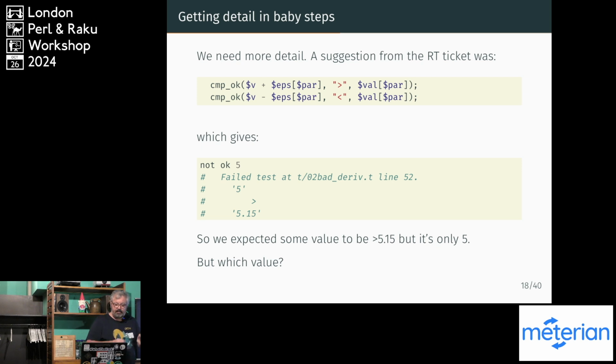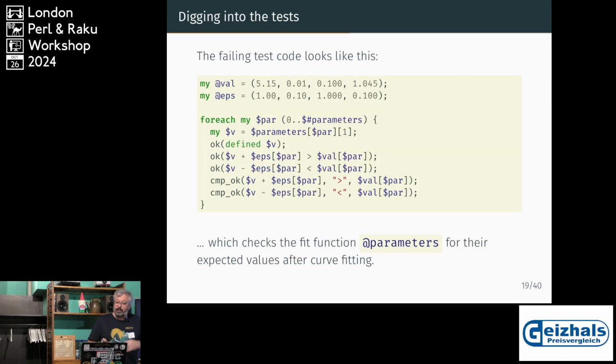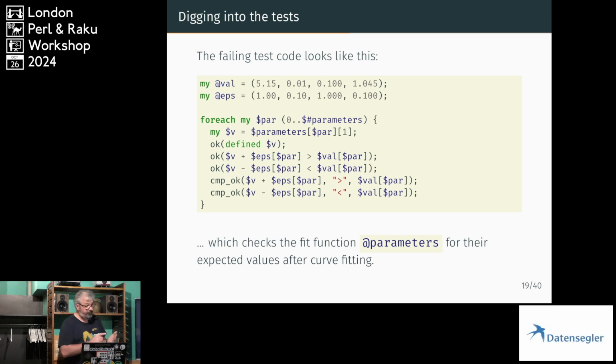So the thing here is that we've got some value which should be greater than 5.15, but it's only 5. And the question is, well, which value is this? For that, we have to actually open up the test code and have a look at that. So what the test code does is we've got a list of expected values. We've got a list of tolerances on those values. So for example, here we see that the first value is 5.15. So obviously the issue is occurring with that particular number. And the tolerance on that is 1. So it means we expect plus or minus 1 on that.